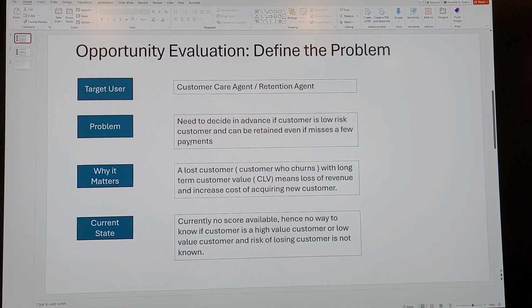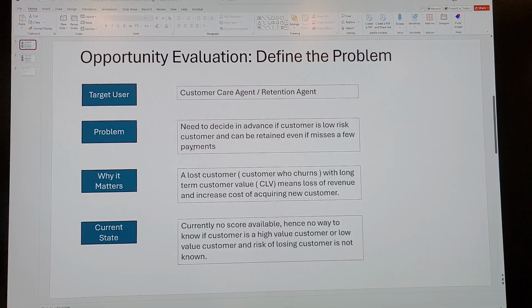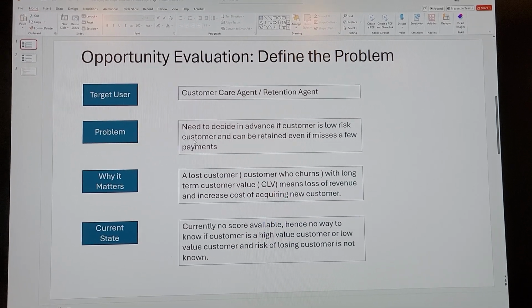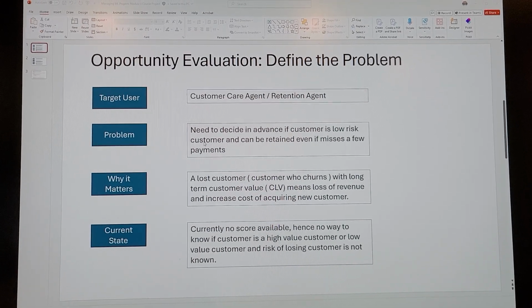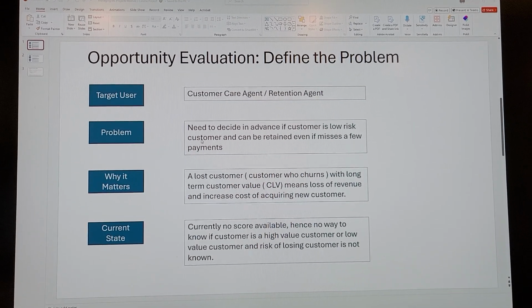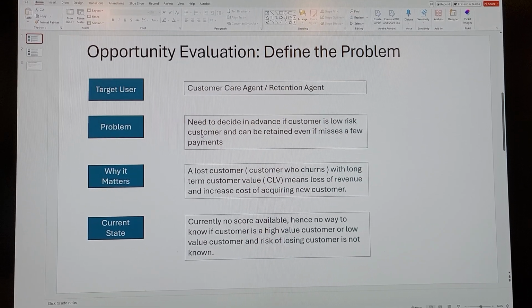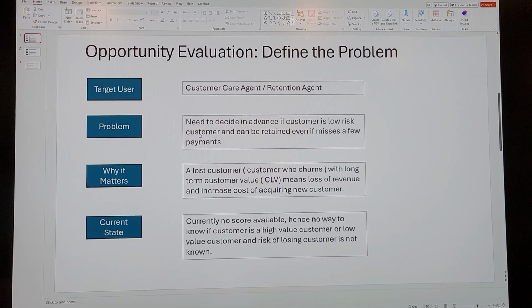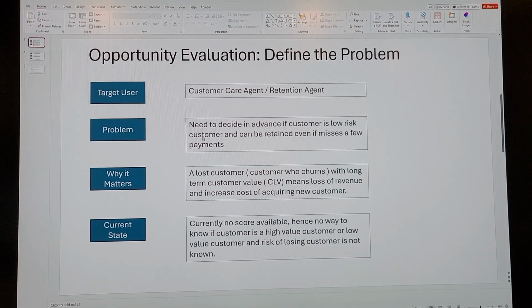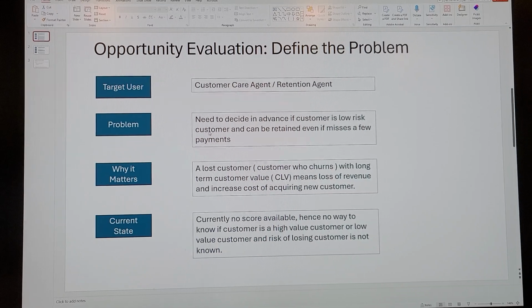So I have the first slide here essentially for opportunity evaluation, defining the problem. And this is regarding the ability to retain customers and avoid customer churn. So the target user in this case is going to be a customer care agent or a retention agent who helps in retaining customers and reducing the churn of the customer.